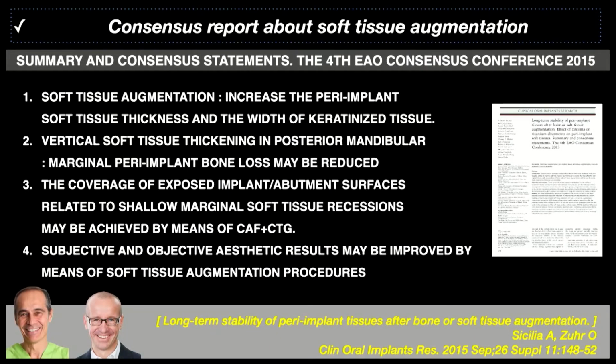The only consensus report about soft tissue augmentation was reported in 2015 at the first EAO consensus conference: that with vertical soft tissue thickening in the posterior mandible, marginal implant bone loss may be reduced. And the coverage of the exposed implant or abutment surface related to shallow marginal soft tissue recession may be achieved by means of CAF or CTG.